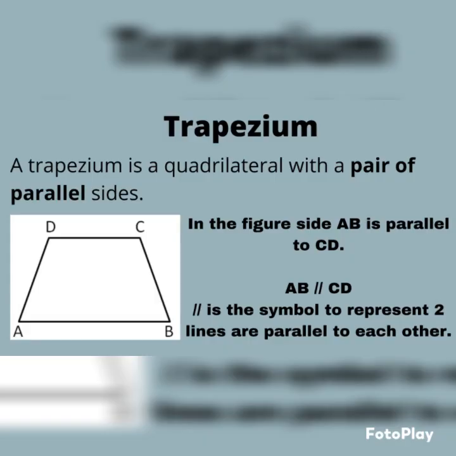Quadrilateral in which two opposite sides are parallel to each other. In this figure, AB is parallel to CD, whereas AD is not parallel to BC. Only two sides are parallel to each other.